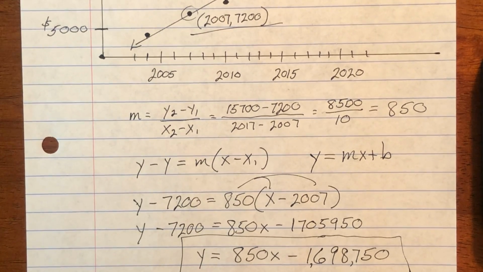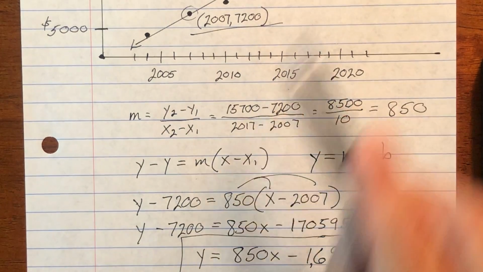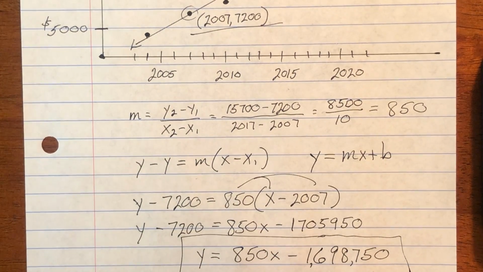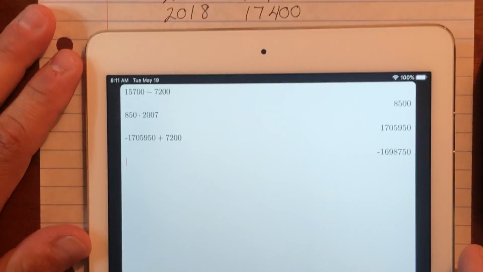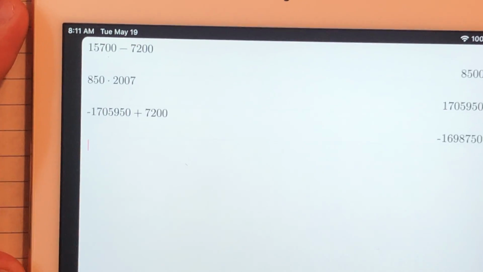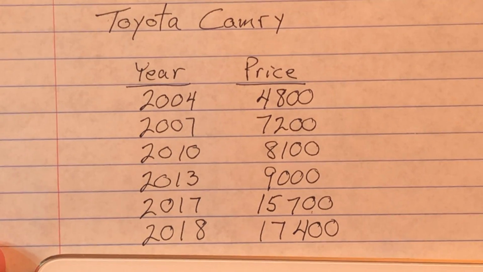Now, can you do that on your calculator? You sure can. Here we go. Let's try it. Let's see how close we got using our eyeballs to what the actual value is. Here's how you do it on a calculator. I'm going to go back to my points here. And I'm going to zoom in on the calculator a little bit so you can see this. I'm going to put these numbers into the calculator.